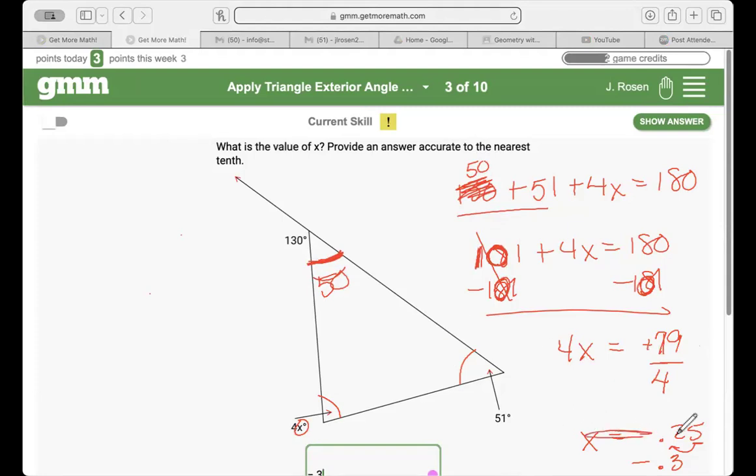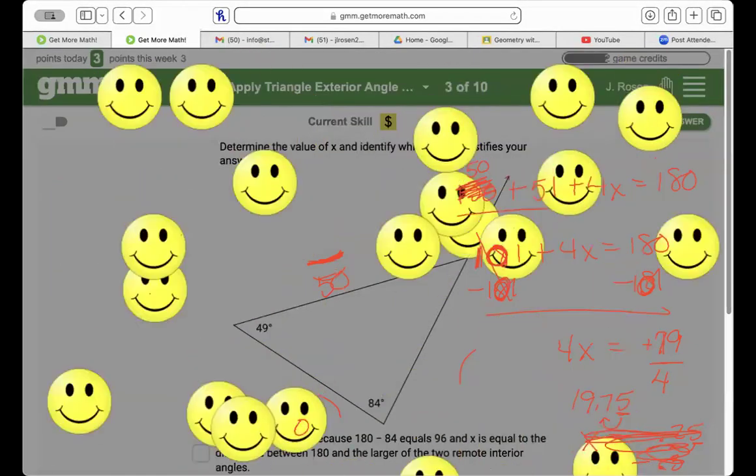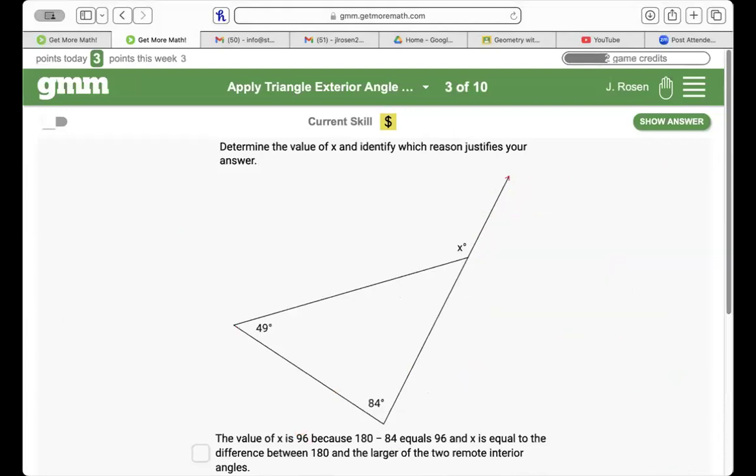It gets me not this, but 19.75, and the 5 is bigger, so it makes the 7 become an 8. So it's going to be 19.8. There we go. So yeah, be careful that you don't do what I just did. And let's look at one more.